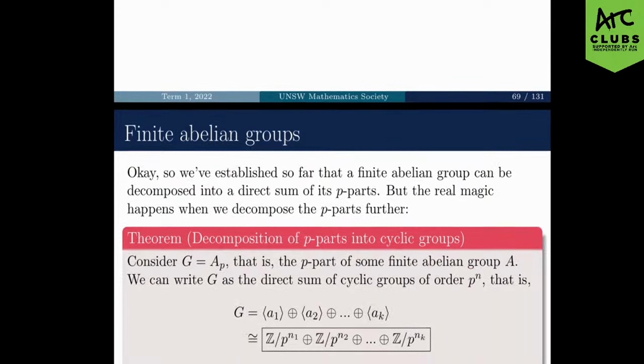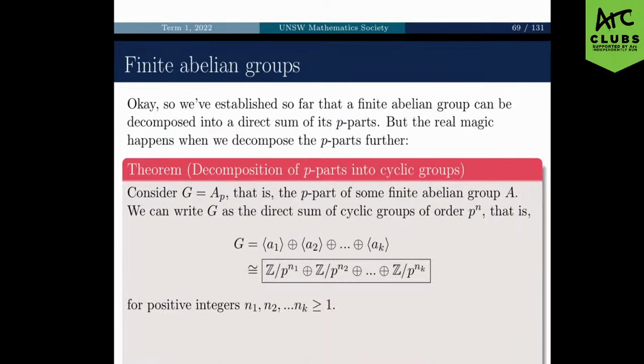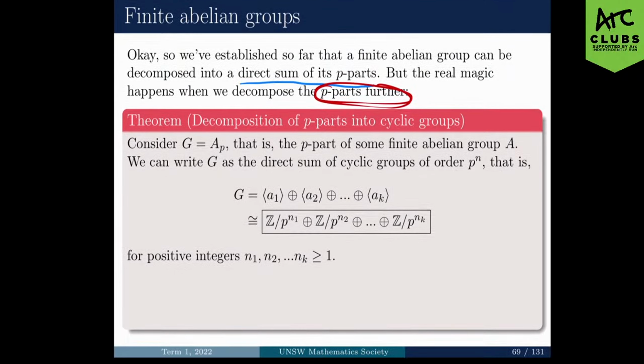So yeah, we've established that a finite abelian group can be decomposed into a direct sum of the p-parts, but you can actually decompose all of these p-parts even further. What's really interesting to note is that if you take a p-part, so G equals A_p, the p-part of some finite abelian group A, then you can actually write G as a direct sum of cyclic groups, right? So that's where our cyclic groups from before came in, because now we know that every group can be written as a direct sum of cyclic groups.